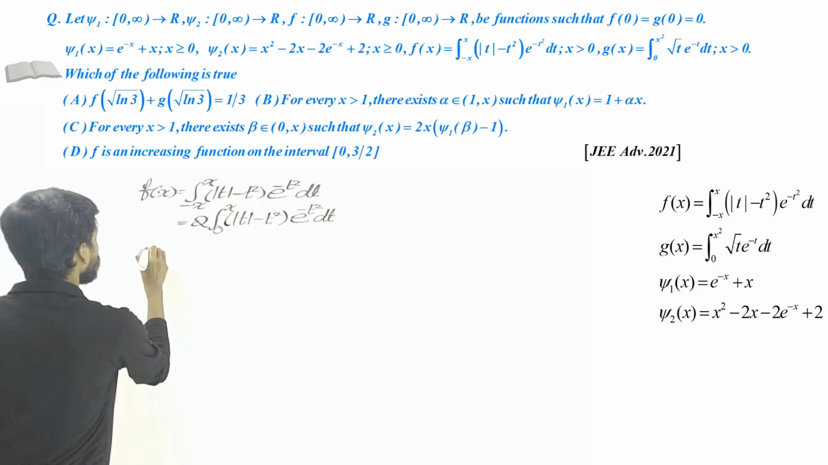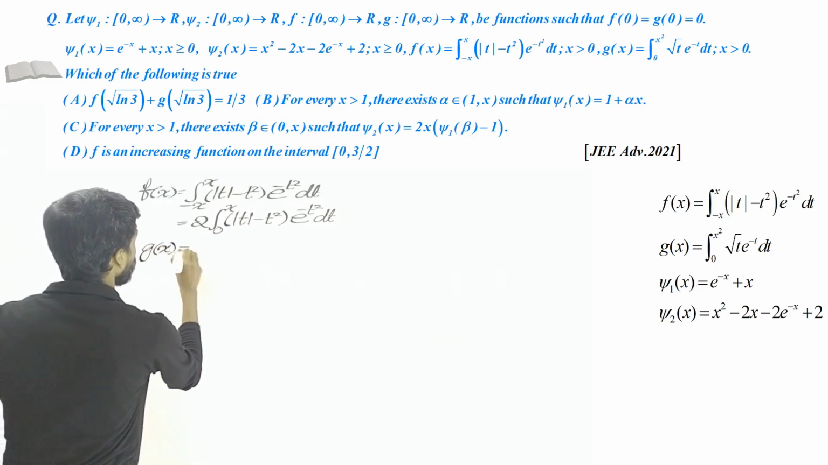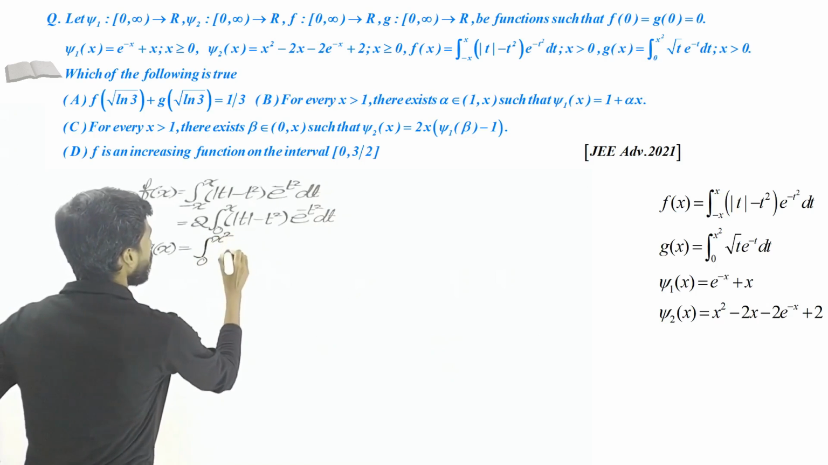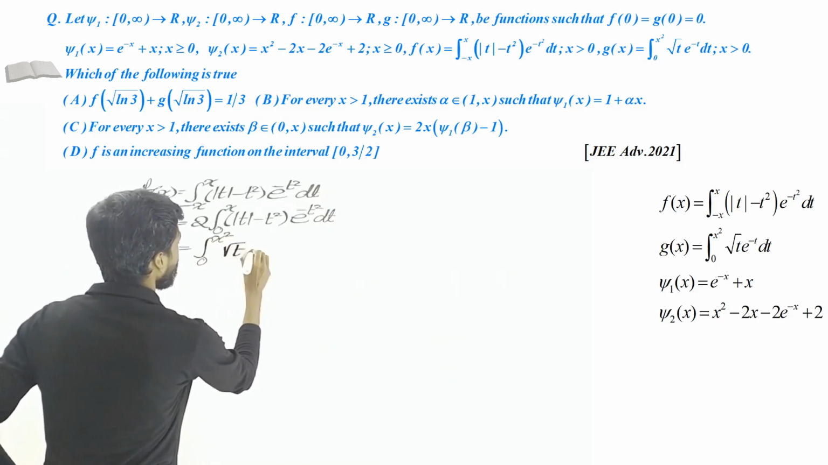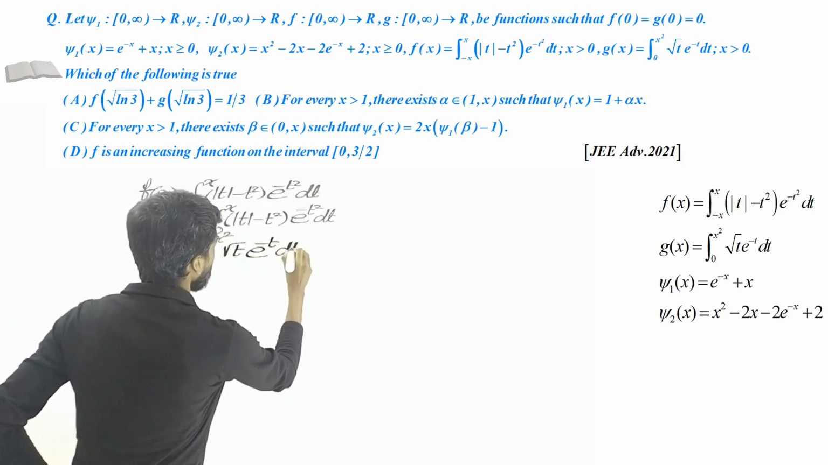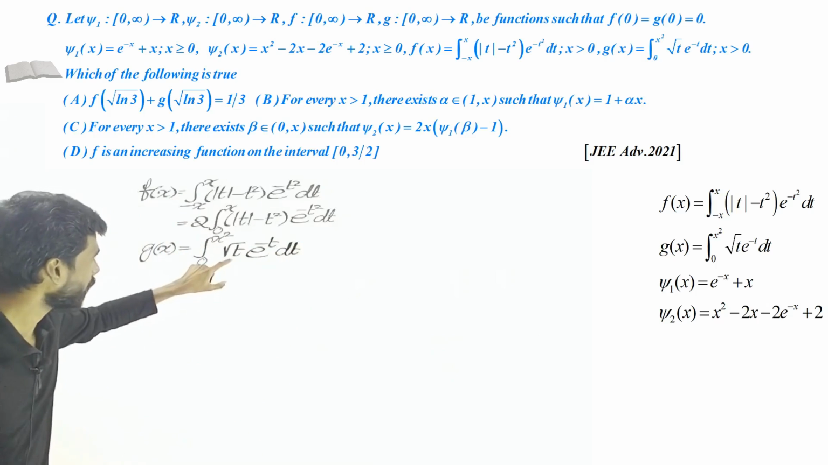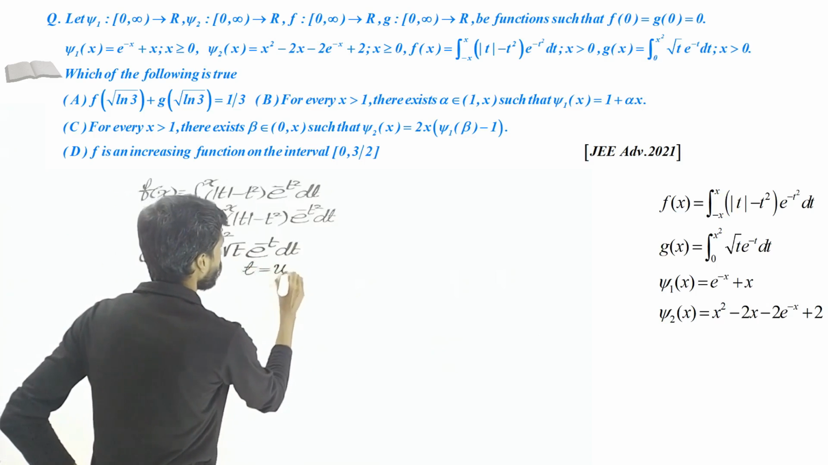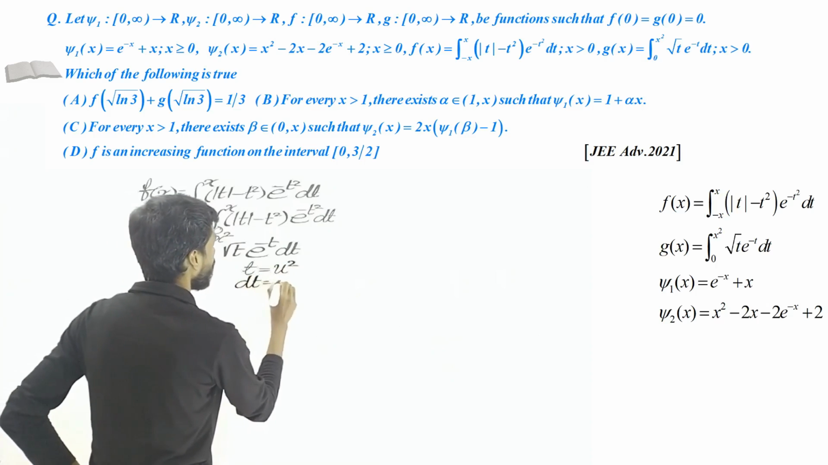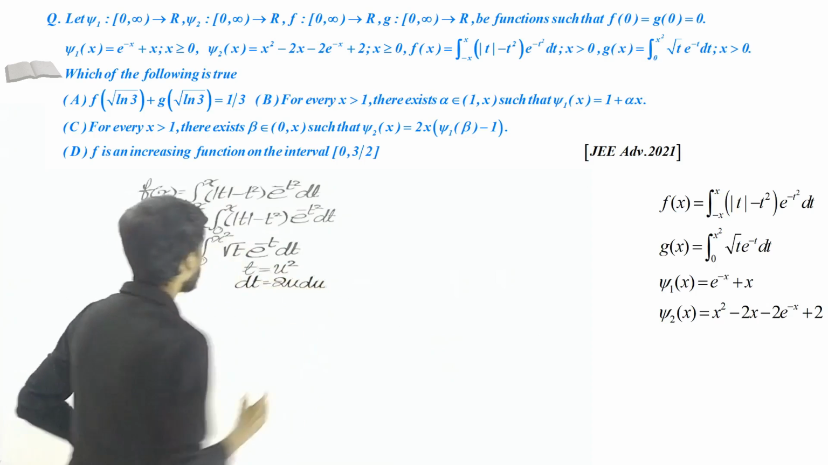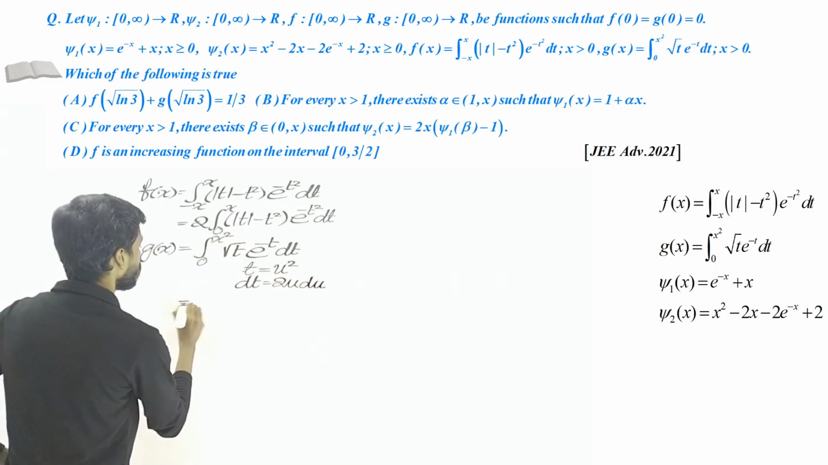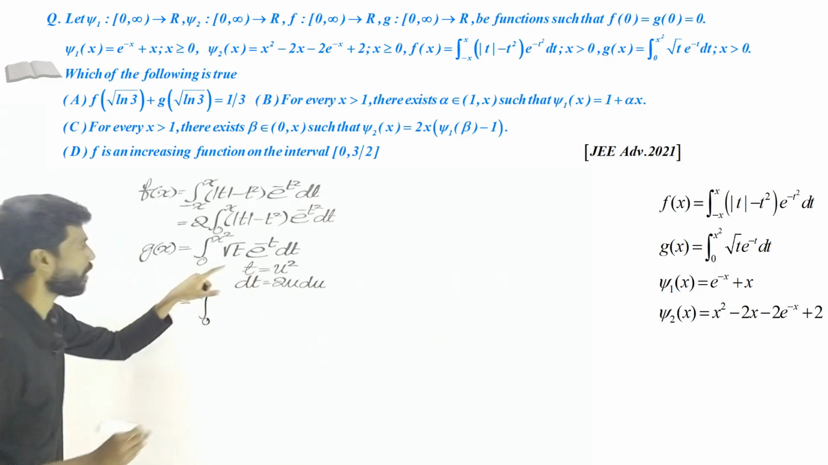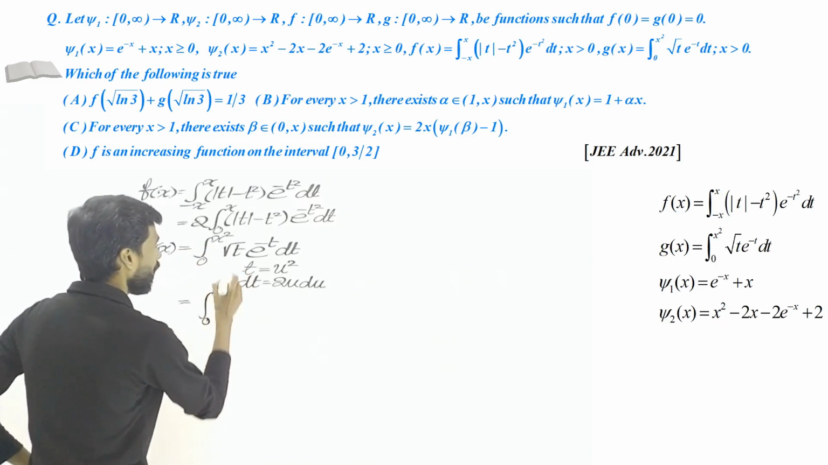Similarly, let's simplify the function g of x. That function is given as the integral from 0 to x squared of root t e to the power minus t dt. Let's simplify this function. We'll take a substitution. Because it is inside the square root, let us take t equal to u squared. Then you get dt equals 2u du. Let's substitute the limits: when t is 0, u is 0, and when t is x squared, u is x, and this is root t.